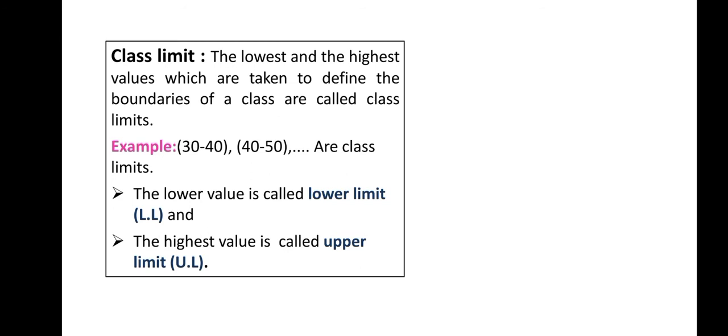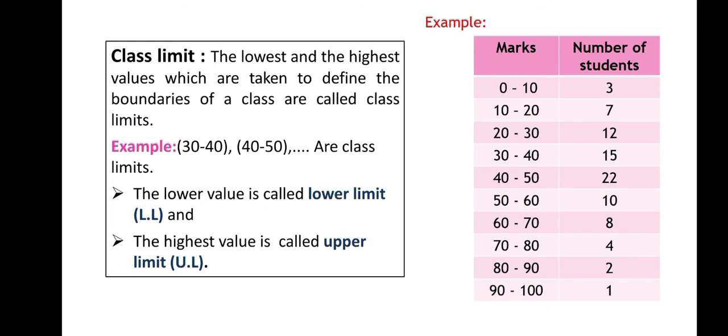The lower value is called the lower limit and the highest value is called the upper limit. So this is a class limit, 30 to 40 and 40 to 50. In this, 30 is the minimum value or the lowest value, hence it is called the lower limit, and 40 is the maximum value or the highest value, hence it is called the upper limit. If you consider the class 40 to 50, here 40 is the lower limit and 50 is the upper limit of the class.